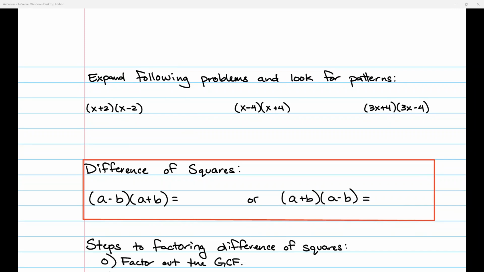So here's what we're going to do. We're going to kind of lead into this. It says expand the following problems and look for patterns. All right. So I'm going to jet through these. Take a look at those problems. I want you to try to see as many patterns as you can for all three of these problems.